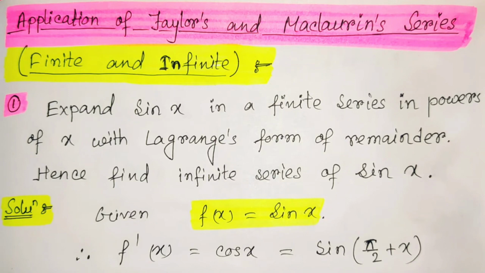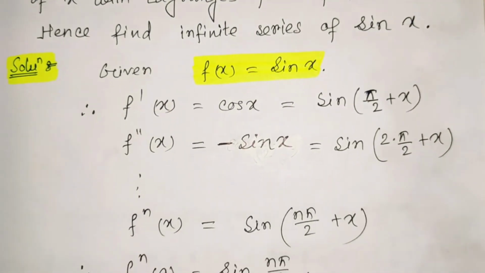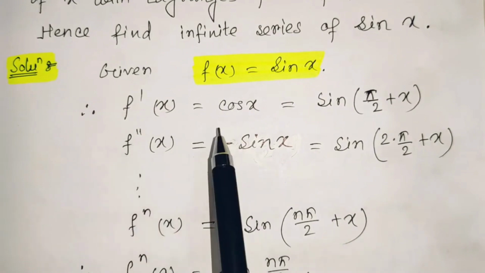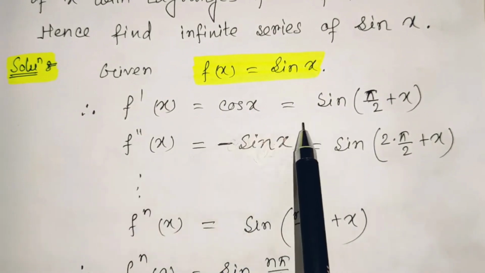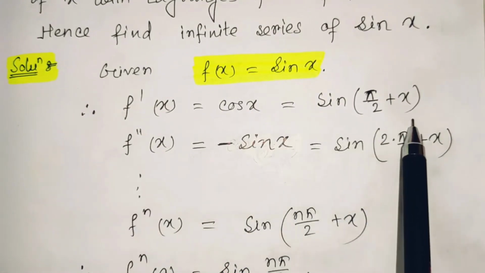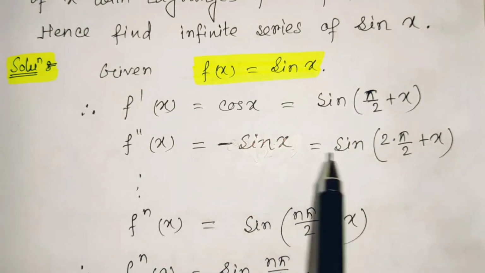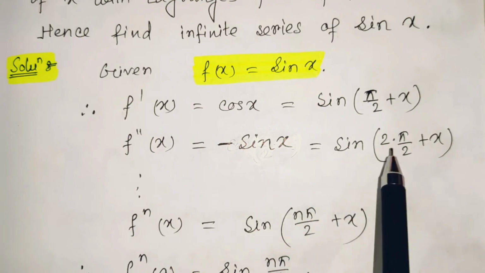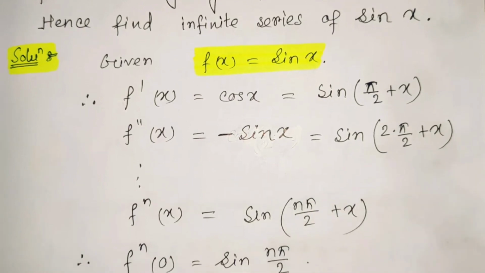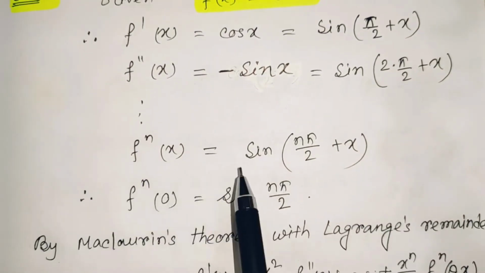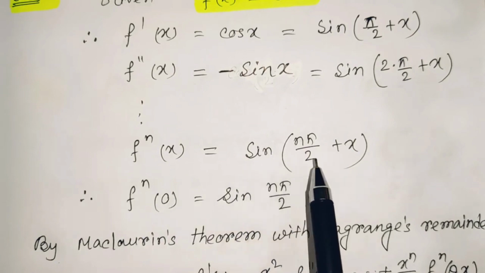Initially, let us start with an example of sin x. So sin x is the given function. If we take its derivative, then what will we find? Its first derivative is cos x, that we can rewrite as sin(pi/2 + x). The next derivative is minus sin x, and that also we can rewrite as sin(2 pi/2 + x). In this way, if we proceed, then its nth derivative we can write as sin(n pi/2 + x).